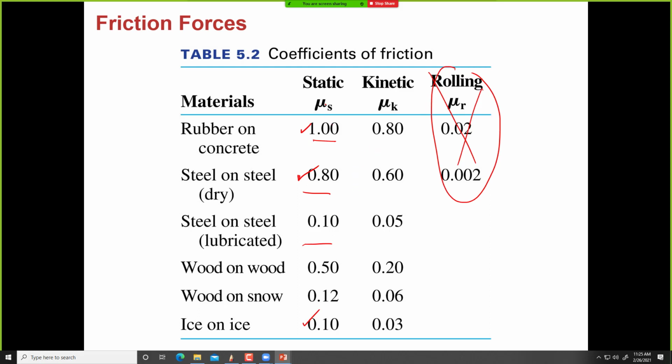And kinetic friction is always less than static friction, okay? Because it doesn't take much force to keep the object moving if it is already moving, compared to starting the object from rest. So kinetic friction is always less than static friction.